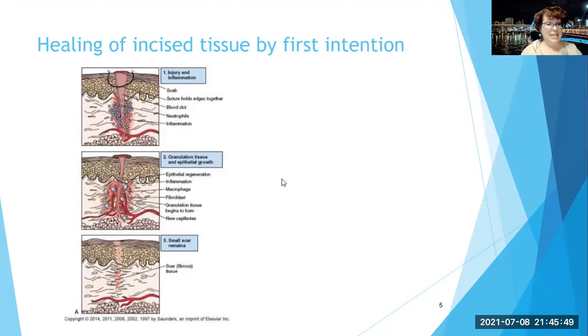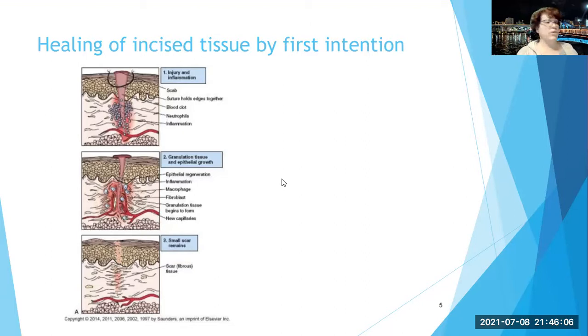Healing by second intention usually refers to a situation where there's a large break in the tissue and consequently more inflammation, a longer healing period, and the formation of more scar tissue. So a compound fracture would be an example because there's just more extensive damage.